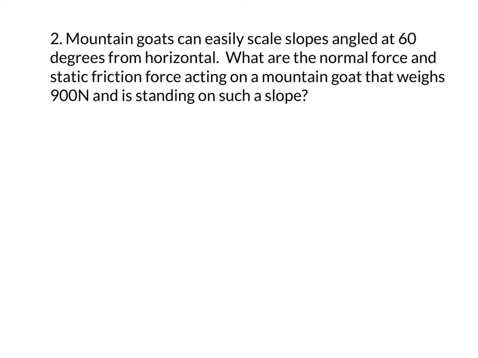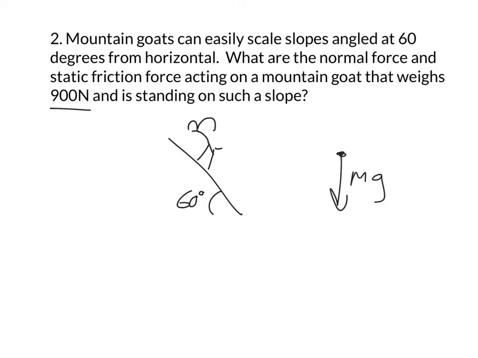We're curious about the normal force and the static friction on a mountain goat with this much weight, this much mg. So let's draw that. 60 degrees, that's a pretty steep slope. We'll put our mountain goat on there. Mountain goats have those big curved horns. Alright, and if we draw him as a free body diagram, we know his mg goes straight down. He can't avoid that. Gravity pulls towards the center of the earth. We know the normal is going up this way. And we know there's a static friction, which means he's not moving. If he were to try and slide, he would try and slide this way.